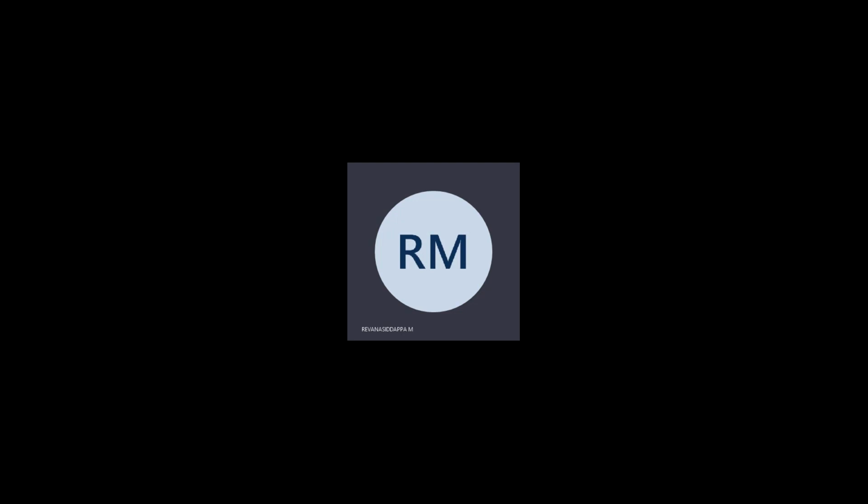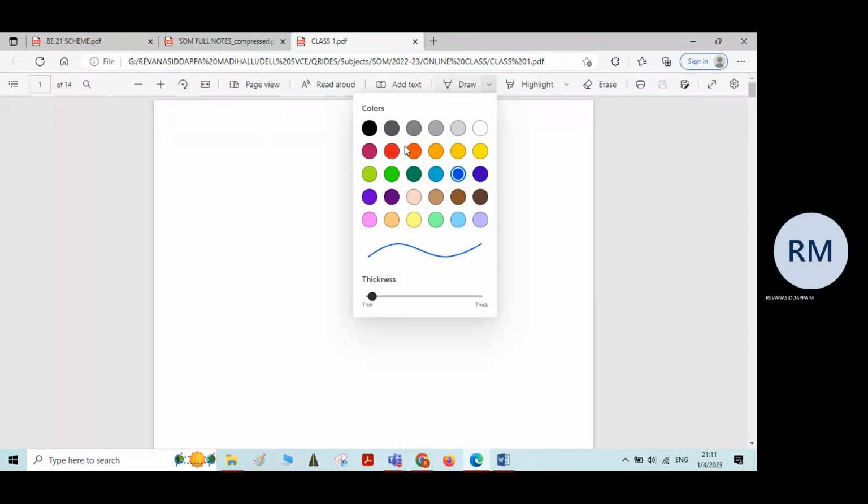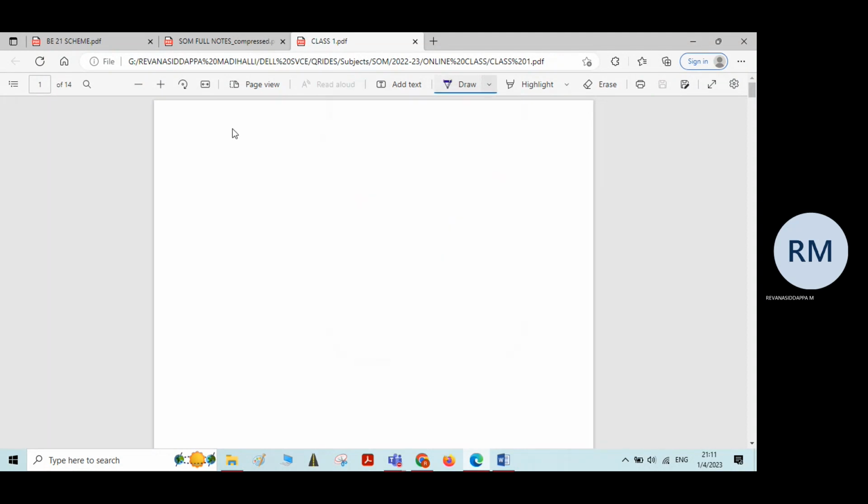What is the meaning of simple bending or pure bending? Theory of simple bending or pure bending.